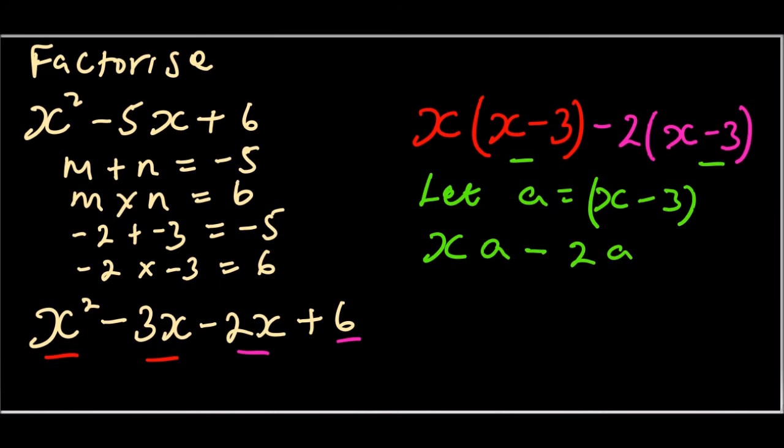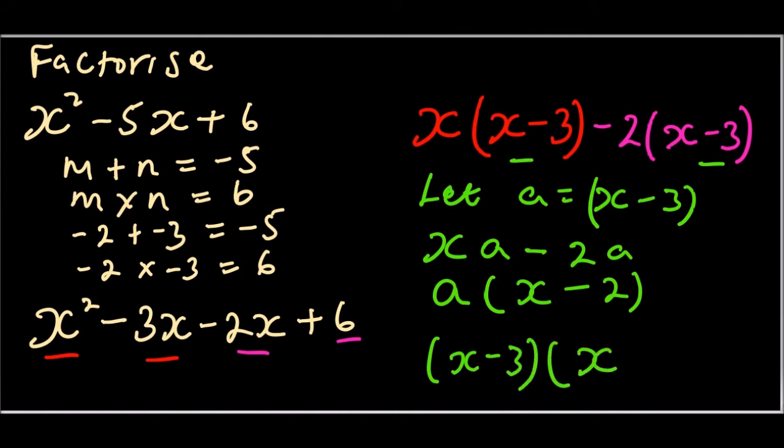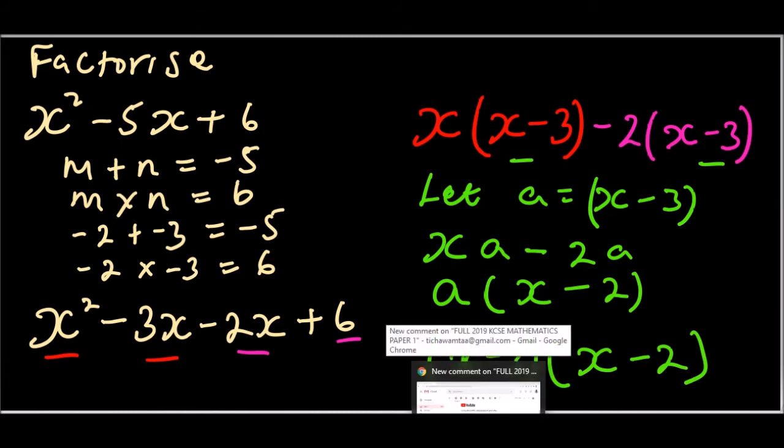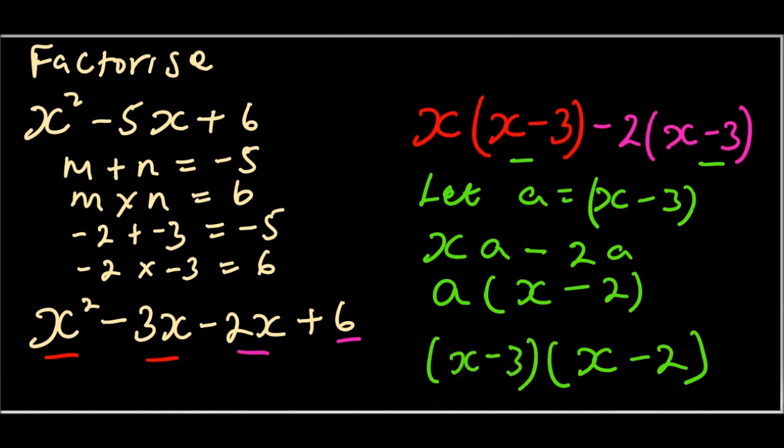So a is common, and we can write a into bracket x minus 2. Now, because we had said that a is x minus 3, we just replace it, and it is multiplied by x minus 2. I hope that makes it easier to understand how we are factoring out that which is common, and these are the factors of our quadratic expression, x squared minus 5x plus 6. So that's how we factorize. I hope it is becoming easier as we move along.